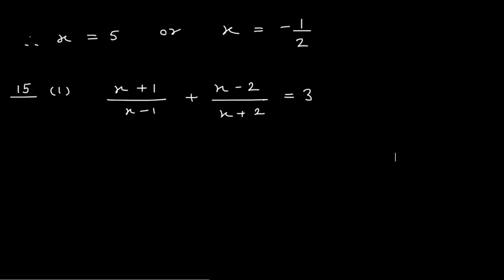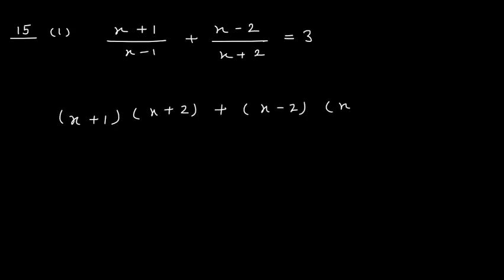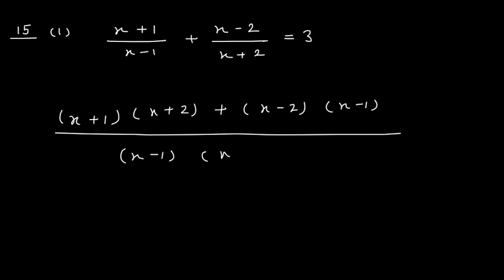Now let us see the first problem of the 15th question. x plus 1 upon x minus 1 plus x minus 2 upon x plus 2 equal to 3. So what do we do? We cross multiply. We say that x plus 1 into x plus 2 plus x minus 2 into x minus 1, the whole divided by, here we have x minus 1 into x plus 2, this is equal to 3.